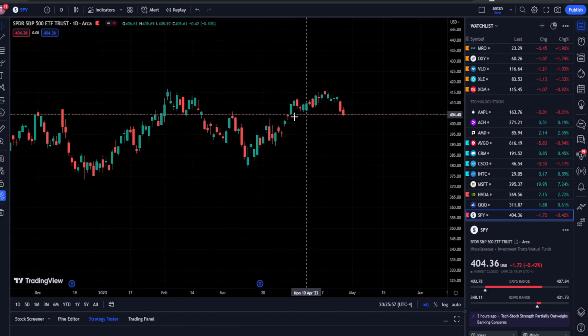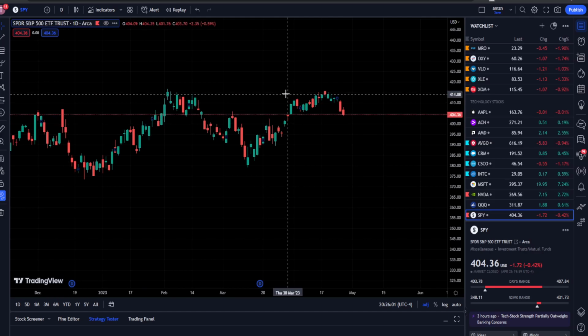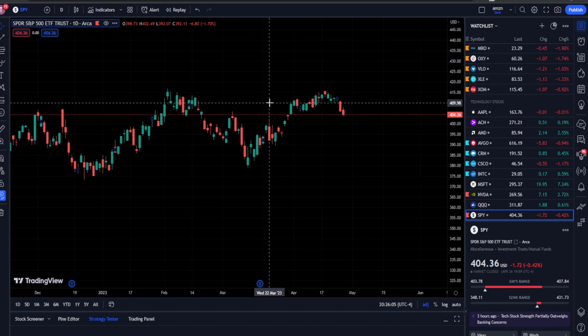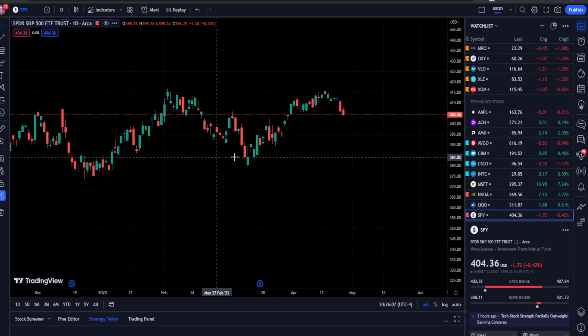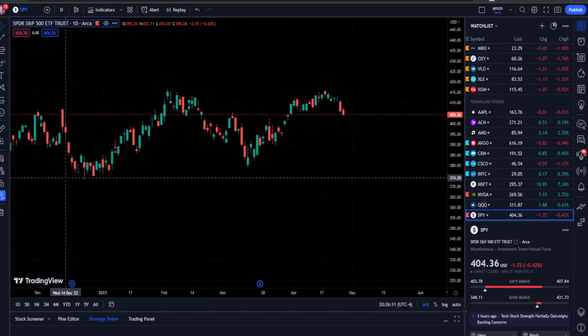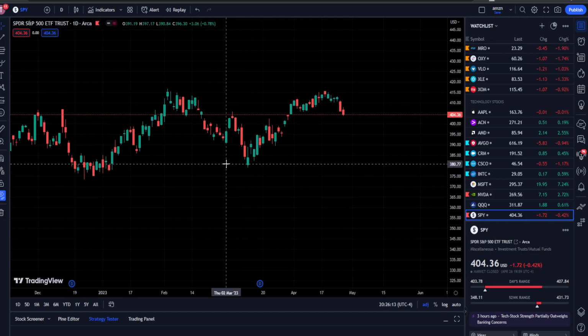That's why I look to play shorts a lot more in this type of environment, where we're forming double tops. We don't really know where the market's going to go. I'm not too sure what the Federal Reserve is going to do with the market. That's why I'm just playing old levels.